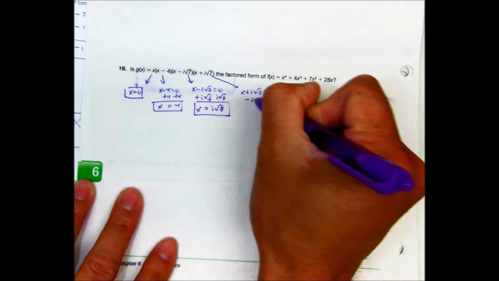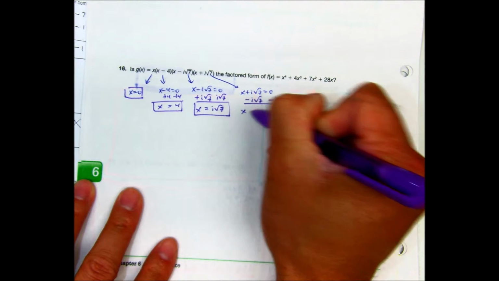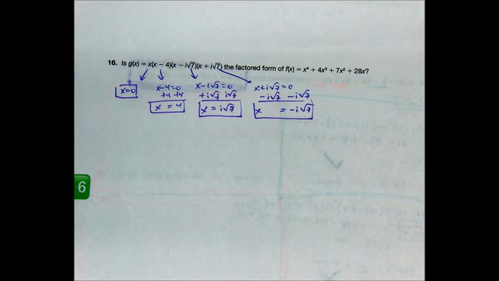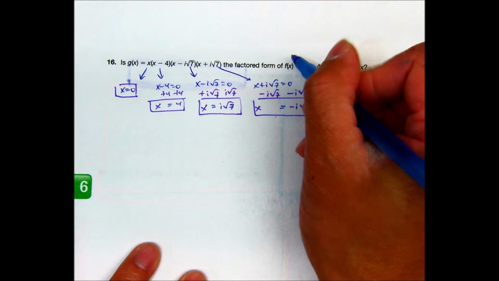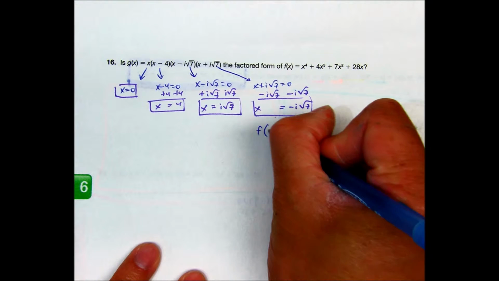And then if you subtract, you're going to have x equals negative i radical 7. So what do you do with each of these answers? You're going to test each one of these and see if it equals 0. Let's do a difficult one like this one. I'm going to put into my function, every time I see x now, I'm going to put in negative i radical 7.